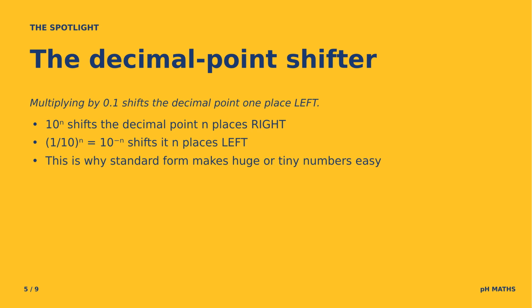The decimal point shifter. Multiplying by 10 shifts the decimal point 1 place to the right. Multiplying by 1/10, which is the same as dividing by 10, shifts it 1 place to the left. That's the entire mechanism. Standard form numbers like 4.6 times 10 to the minus 3 are just 4.6 with the decimal shifted 3 places to the left, which gives you 0.0046. One rule, infinite uses.